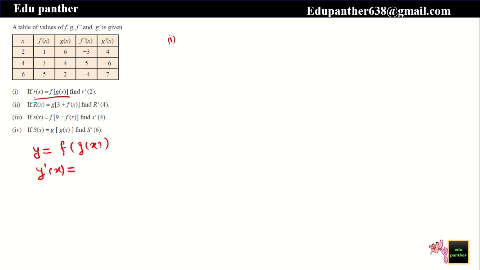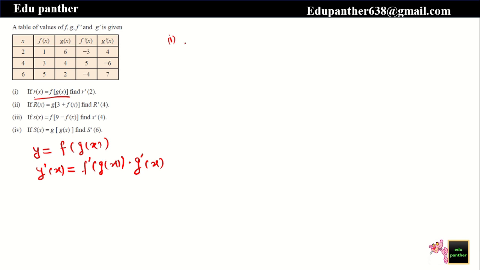Y dash of x, so it will be the derivative of f dash evaluated at g of x, means f dash of g of x, multiplied with the derivative of this inside function, means g dash of x. So using this formula we will solve this problem.